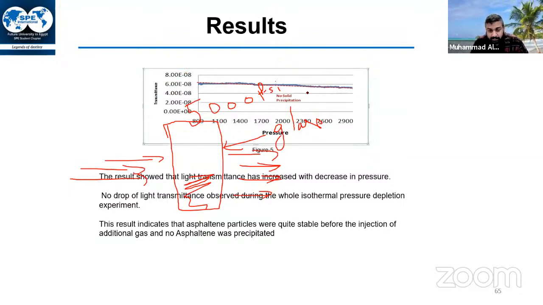As you can see, there is no disturbance in the laser light, it's just straightforward in the PVT. If there were a solid particle like asphaltene, it would definitely disturb this light transmittance, because the light cannot cross a solid particle. We don't see any disturbance in this light. It means the oil is quite stable and has no asphaltene precipitation in this case.